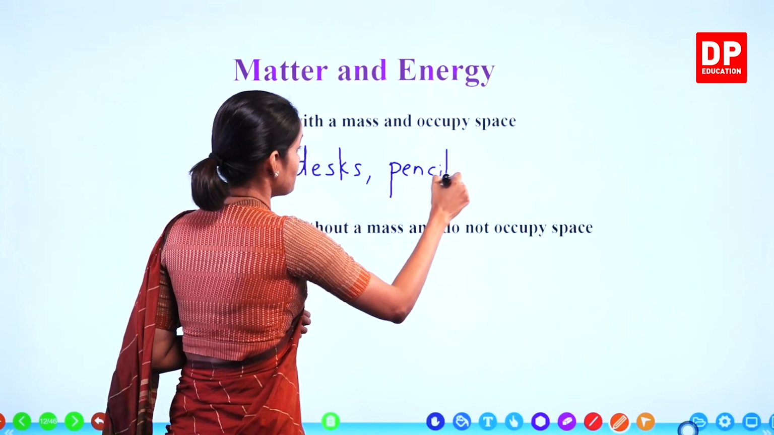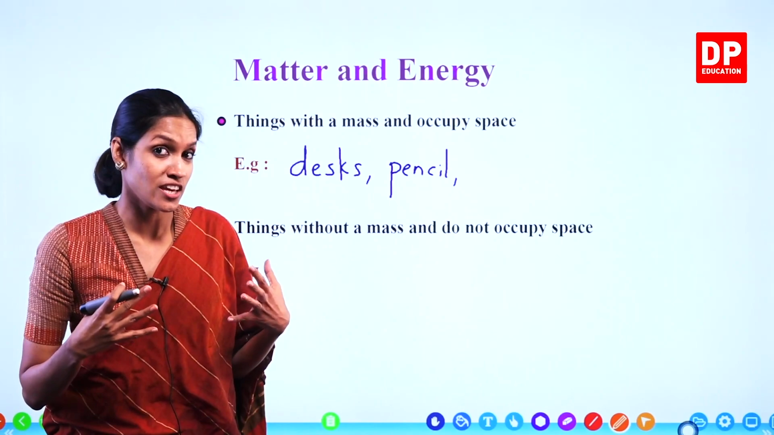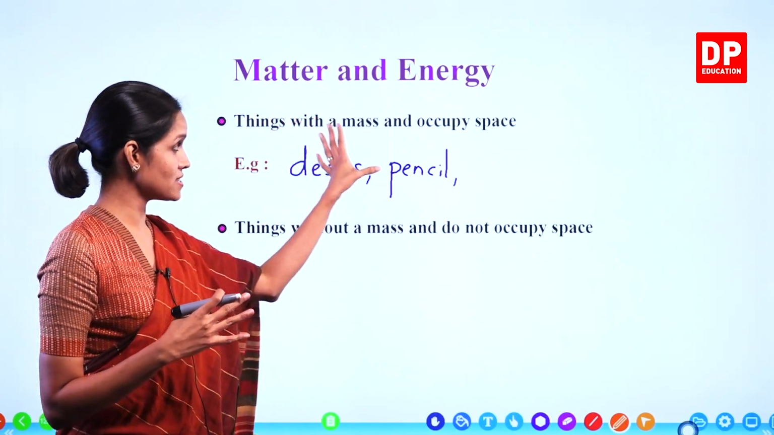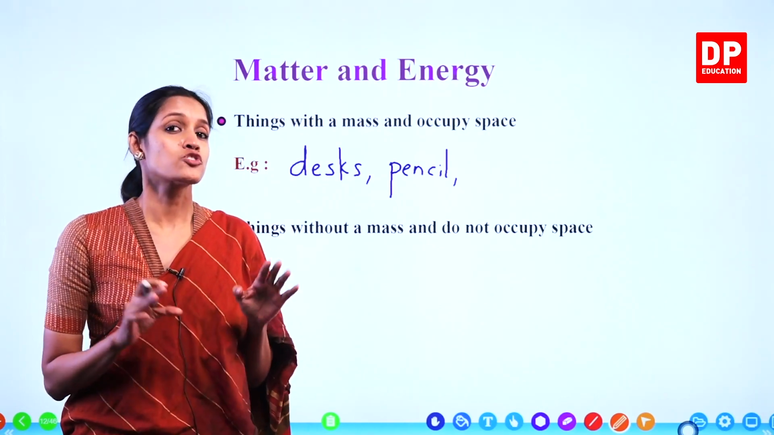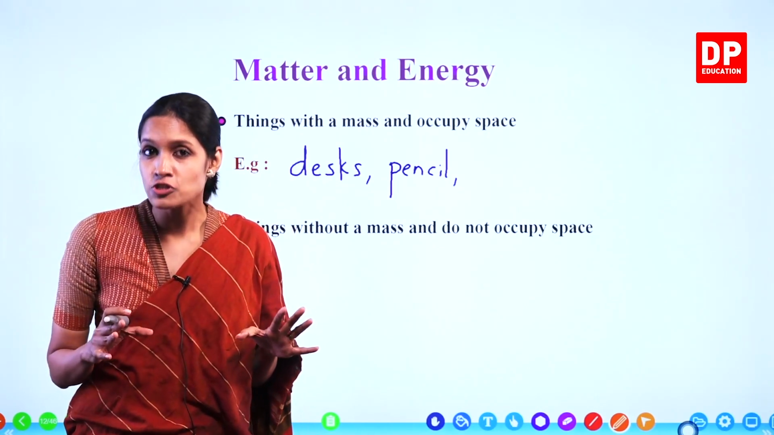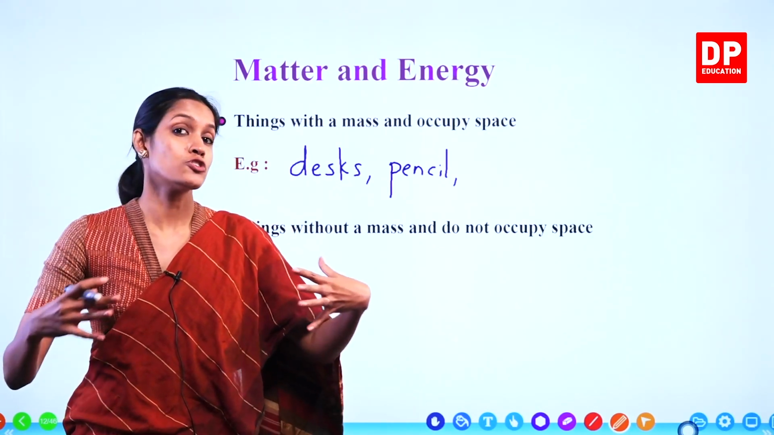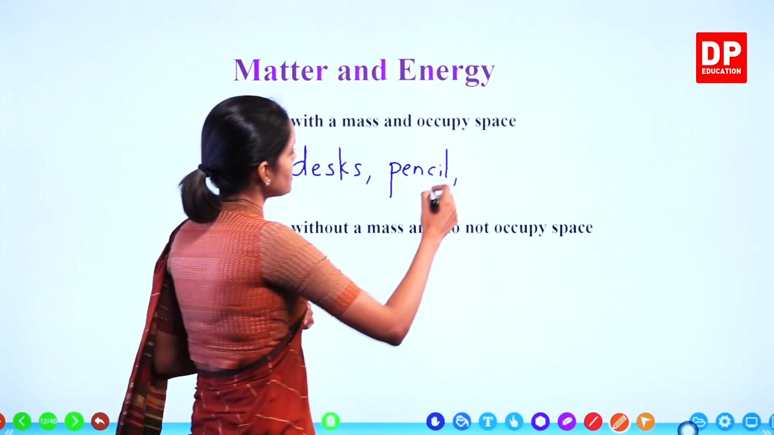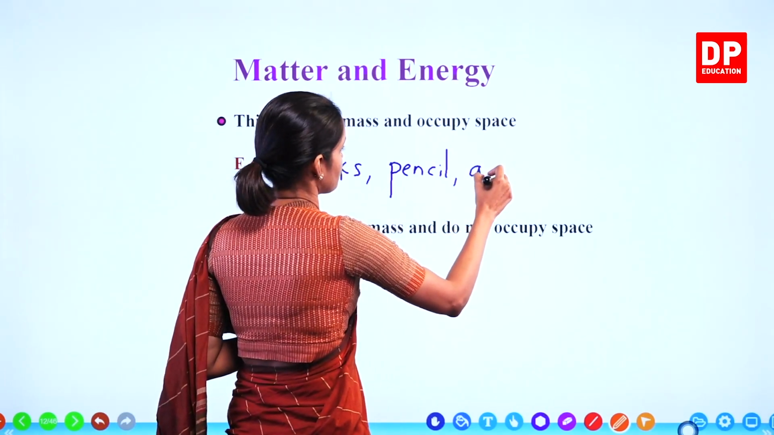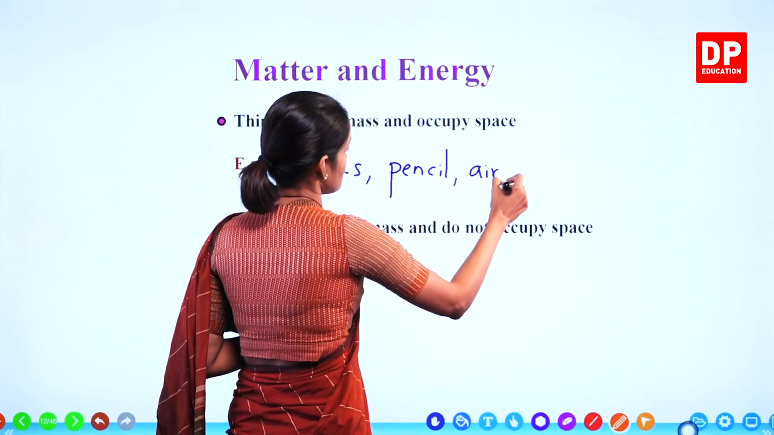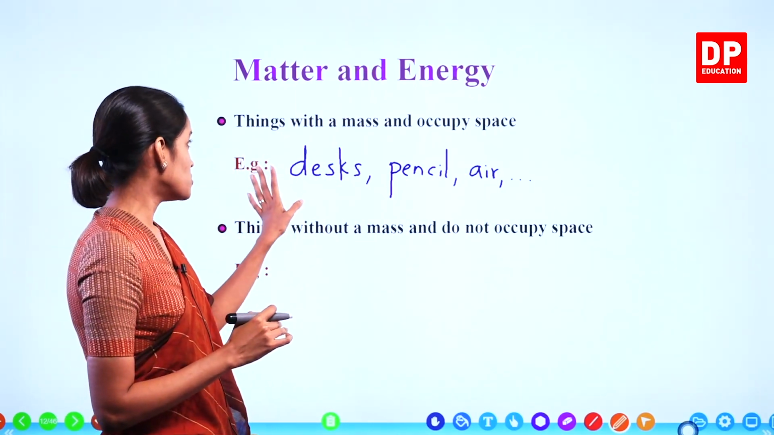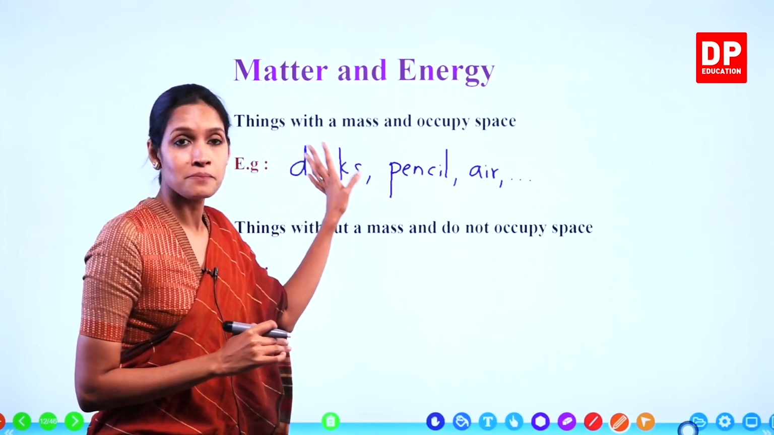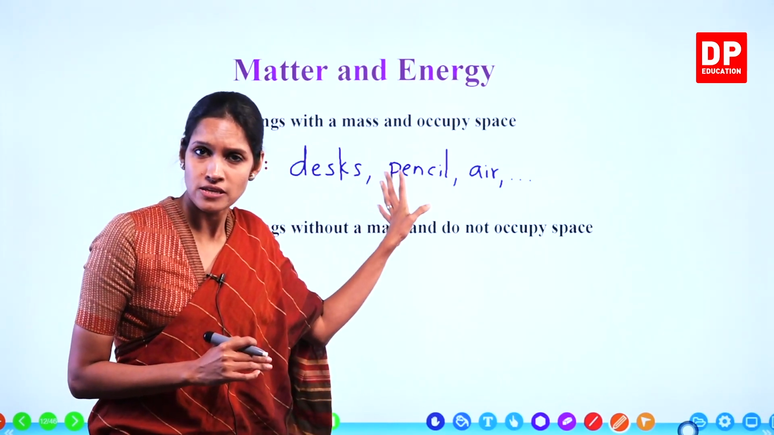And I remember I explained to you air as a thing with a mass and occupy space. Now we proved it experimentally. So you all know that air also has a mass and air also occupies space. We'll write that as well. Air. And many other things as well. Right? So we know that there are things with a mass and occupy space.